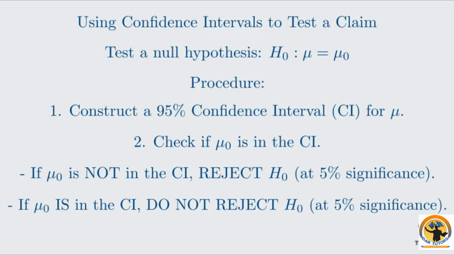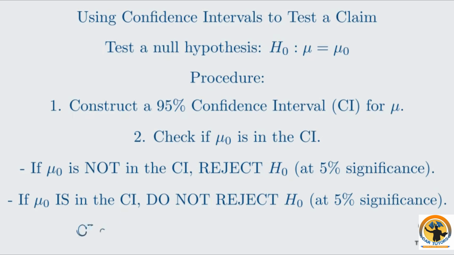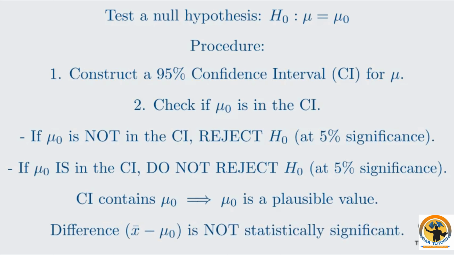A confidence interval shows us what values are plausible. If mu0 is among them, it's a plausible value. But there could be many other plausible values too. This means that if the null hypothesis value mu0 is contained in our 95% confidence interval, it suggests that mu0 is a plausible value for the population mean. In statistical terms, the difference between our sample mean x bar and the claimed mean mu0 is not statistically significant.